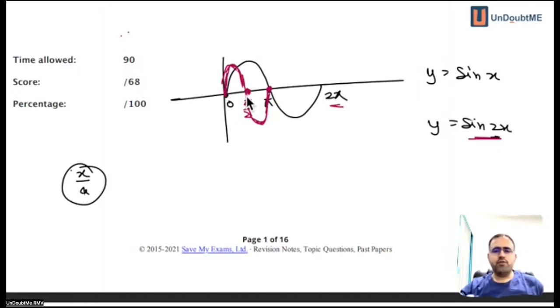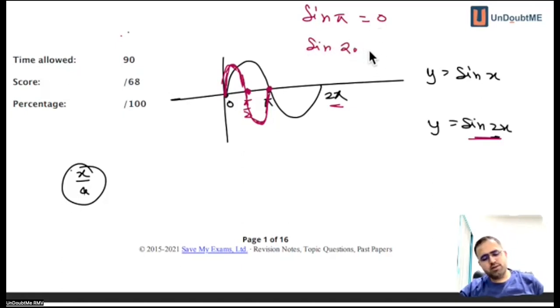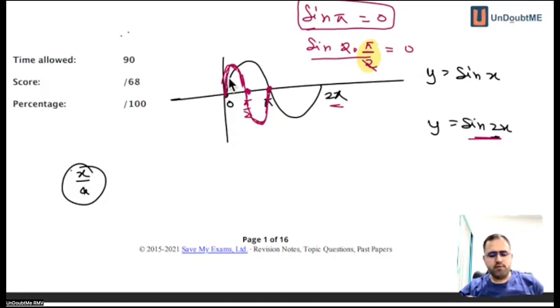In your calculator, if you want, you can check the value. Sine pi is 0. So what should the x value be so that it becomes pi again? The x value should be pi by 2, so that the 2 will cancel and it will become sine pi again, so that it becomes 0. The noteworthy point is that earlier it was getting 0 at pi. Now it will get 0 at pi by 2. If it would have been sine 3x, then it would become 0 at pi by 3.